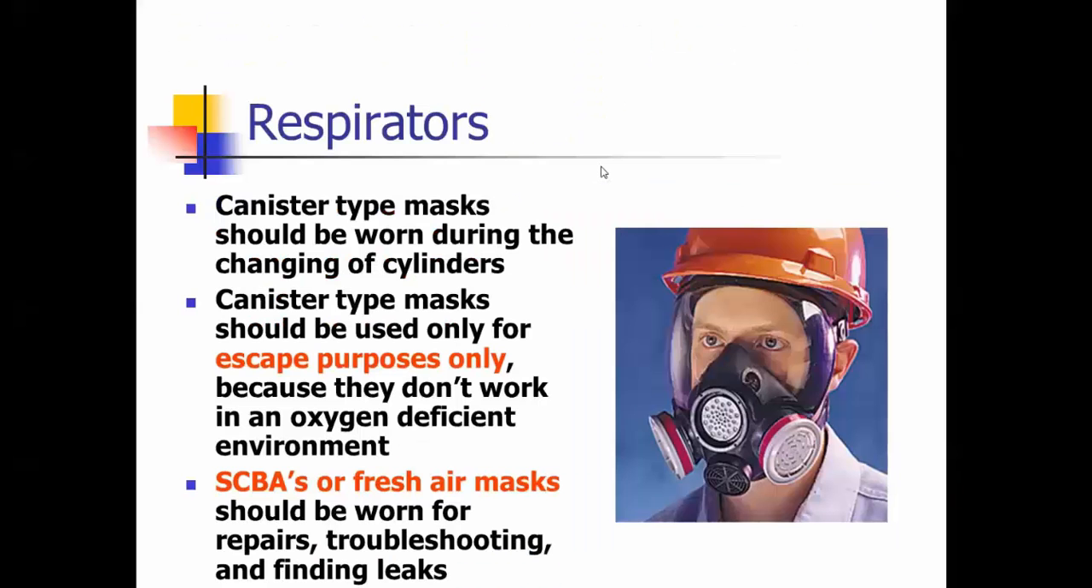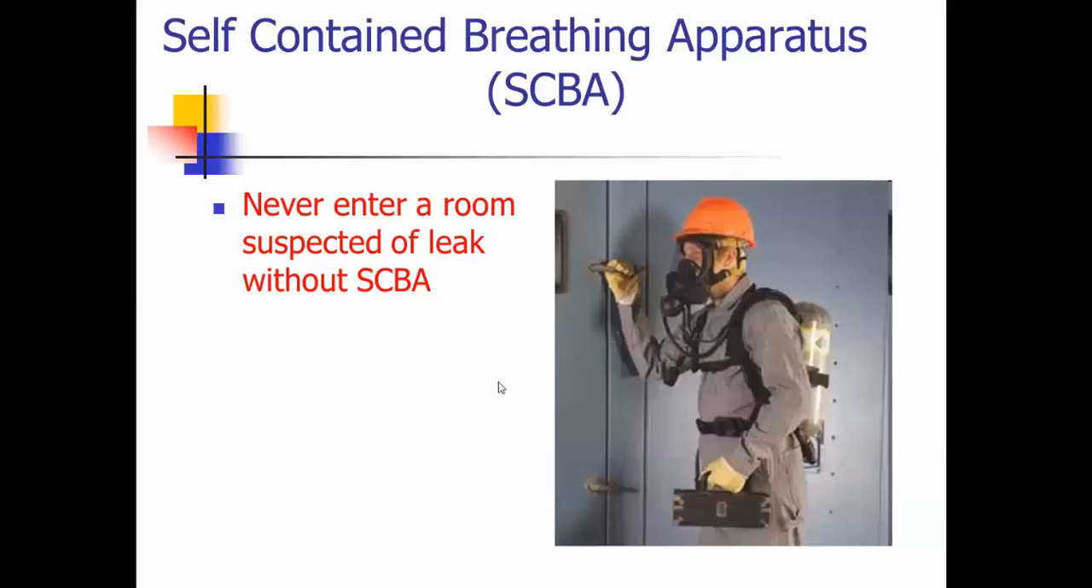Canister type masks should only be used for escape purposes. I've been in a chlorine area with one of these on. You cannot smell chlorine. They do filter the chlorine gas out, but the problem is the chlorine gas displaces the oxygen in the room. And so you want to get out and put an SCBA on if you have a chlorine leak. Don't stay in the room because you might suffocate due to lack of oxygen. You won't be overcome from chlorine, but you will suffocate, so be careful. Self-contained breathing apparatus. You should never enter a room suspected of a leak without an SCBA on.